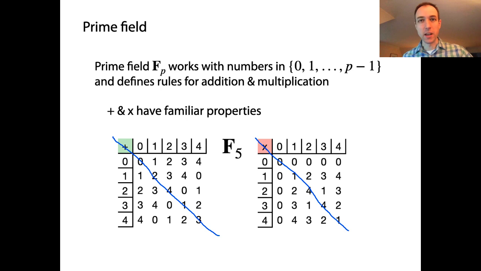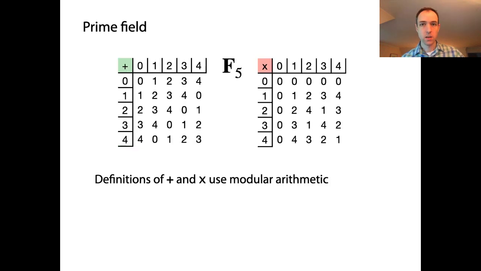We're just writing down the answers to all possible addition and multiplication problems involving 2 numbers. So the definitions of addition and multiplication are using modular arithmetic, the kind of arithmetic that wraps around, like a hand on a clock. So for example, let's just focus in on one of the elements.